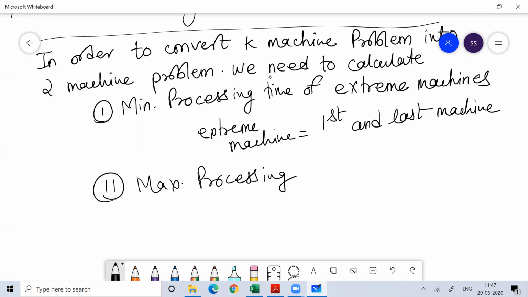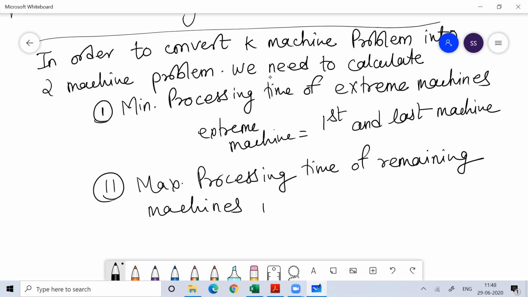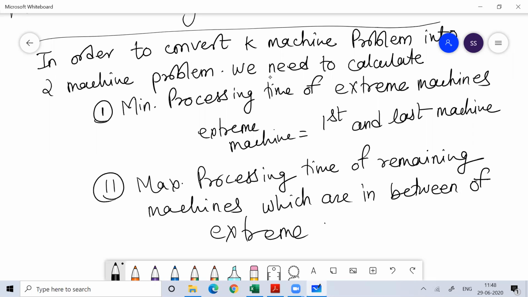So I have to find the minimum processing time of the first and last machine, and compare this with the maximum processing time of the remaining machines, which are in the middle, in between the extreme machines. Please write it down. I hope you are writing all this down.